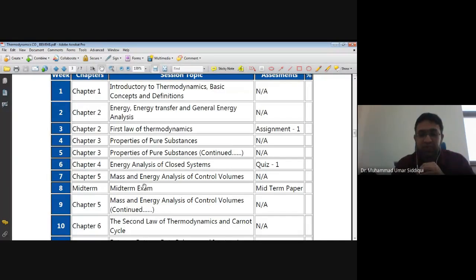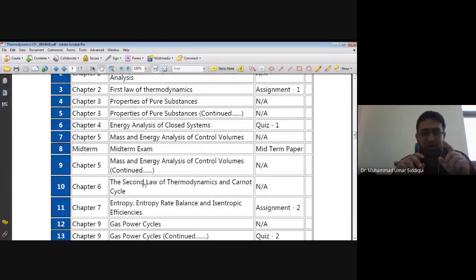But then we are going to start in chapter number 6 with the second law of thermodynamics. And the second law of thermodynamics deals with the limitation of this energy transfer. We can transfer energy from one form to another, but there are some limitations to it. In the world, nothing is ideal. Nothing is perfect. There are limitations. There are advantages. There are disadvantages. So we are going to discuss those limitations.